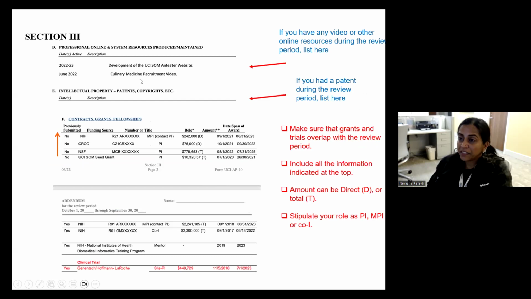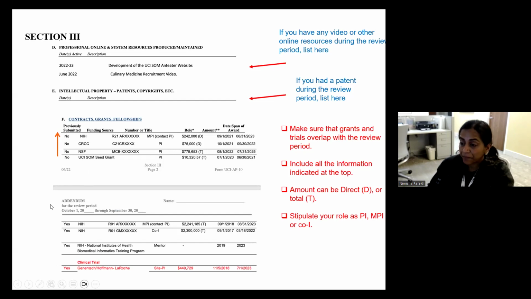All right. So other things, let's say you produced a video. Section 3, Part D, professional online or system resources produced or maintained. This is the area you would put that in. Let's say if you have any intellectual property, patents or copyrights, you would include that. If you have any grants or contracts for either clinical trials from foundations or NIH, this would be the area to include that in. I would work with your department team to have the correct amounts and the date of the award.